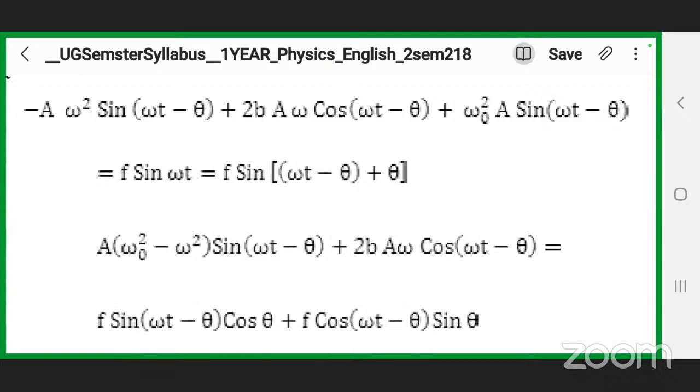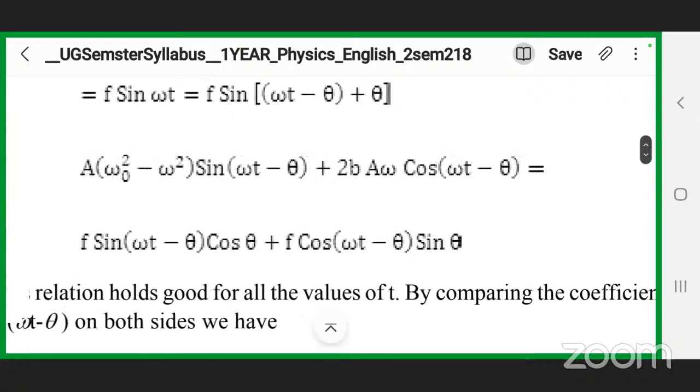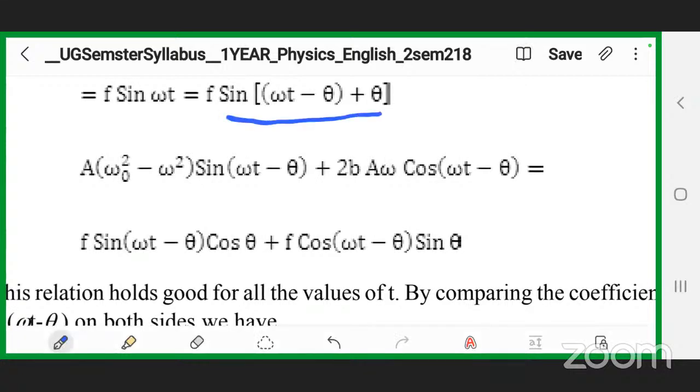So here right hand side is this one. Sin A cos B, where it is this equation, sin A plus B, sin A cos B plus cos A sin B, but f is there, small f along with it.